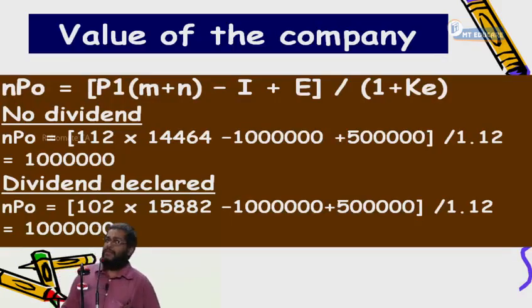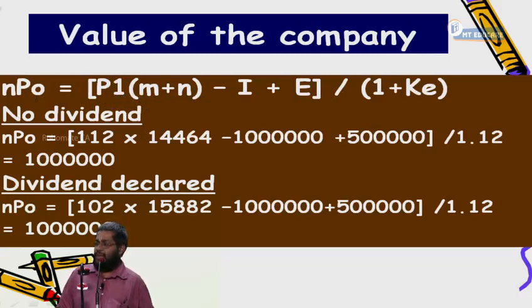Now, the value of the company. This is the value of the company. Tell me, what is the value of the company today? Number of shares into price of the share. Yes or no? We have the formula. Tell me, what is the formula? P1 into M plus N minus I plus E, whole divided by 1 plus KE.